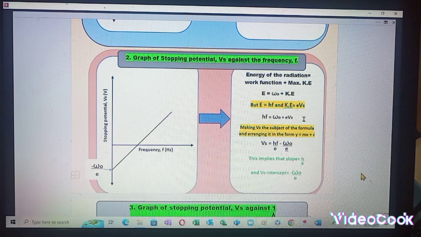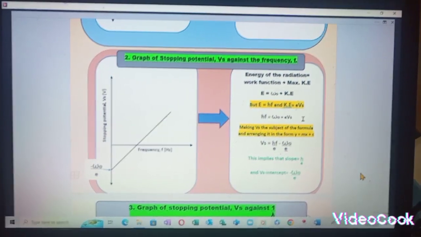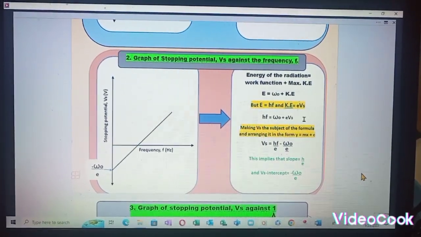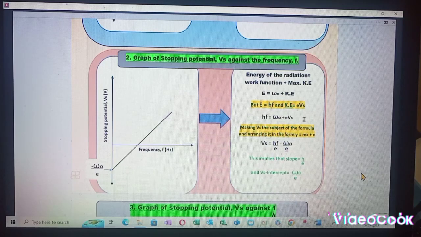Then kinetic energy can be written as eVs, meaning the charge of an electron times the stopping potential, or the stopping voltage. So e is the charge of the electron, and Vs is the stopping potential. If we replace the values of eVs and hf in the general photoelectric equation, we have hf equals W naught plus eVs. Relating to our mathematical equation, we need to have Vs as the subject of the formula.